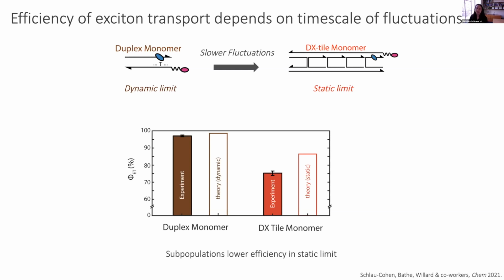What this is showing us is that within the static limit, you can have some subpopulations that lower your overall efficiency. Why we thought this result was pretty surprising is that often when you think about building a system that transfers energy well and reliably, you think about wanting to suppress fluctuations. You think fluctuations maybe can enhance energy transfer, but overall you want a system that's well defined. But actually it's the more fluctuating, rapid, flexible duplex system that is able to transfer energy more efficiently than the DX tile, because in the DX tile, those subpopulations end up lowering your overall behavior.